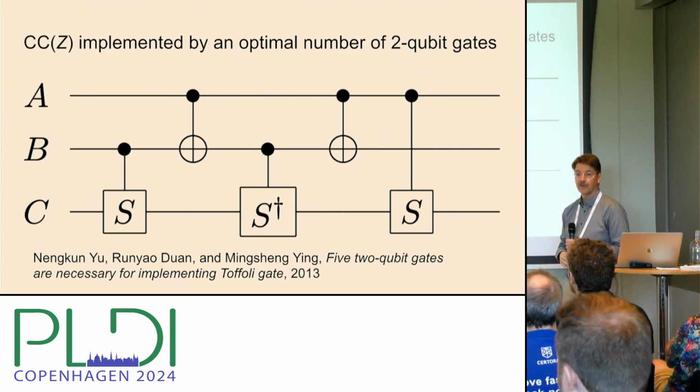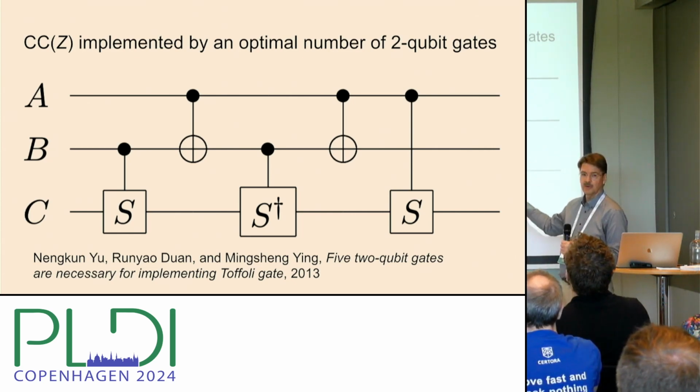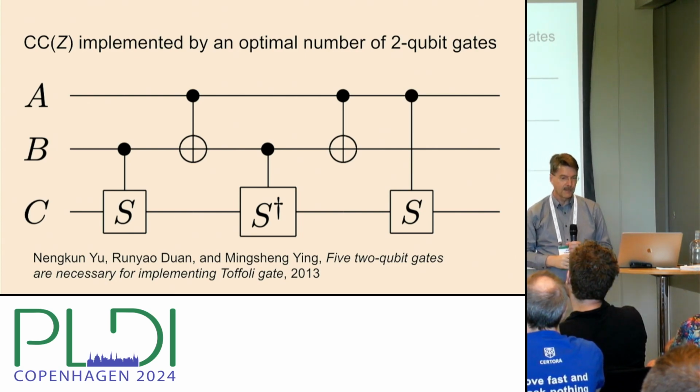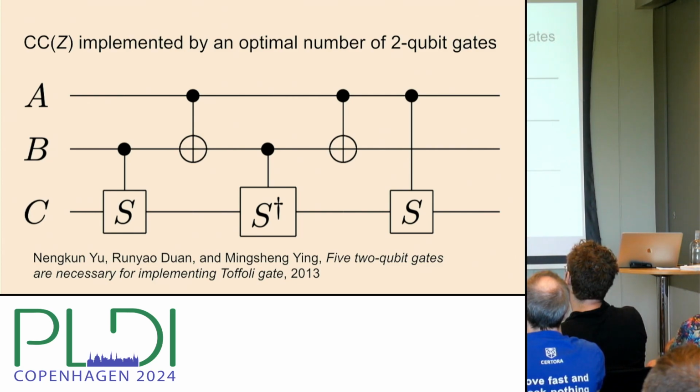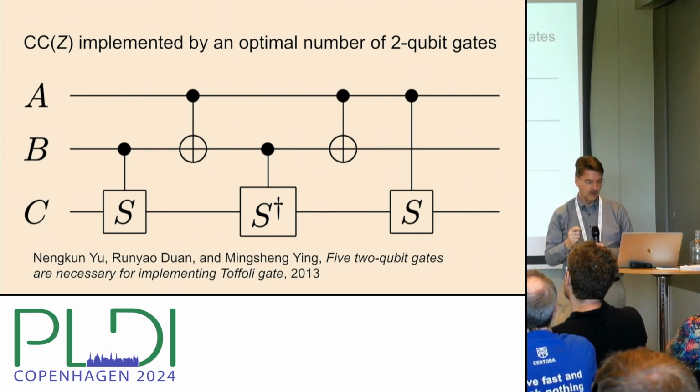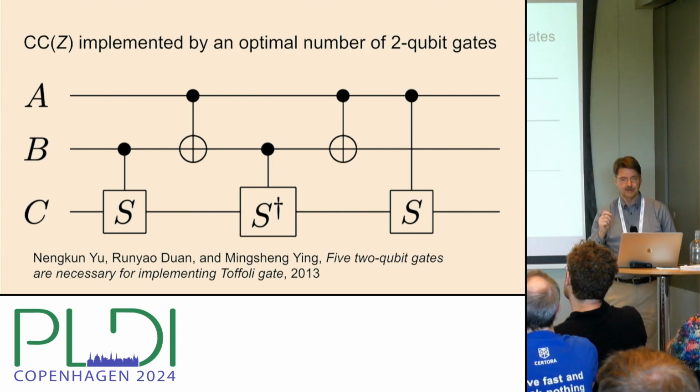And it turns out that now we can do it with 5. I don't even need 1-qubit gates here. You can see it's very clear: 1, 2, 3, 4, 5 2-qubit gates here. And so they do whatever they do. You can see they all have this structure of there's a control, there's a target. It's conditional gates, all of them. And in 2013, Yu, Duan, and Ying proved that this is optimal.